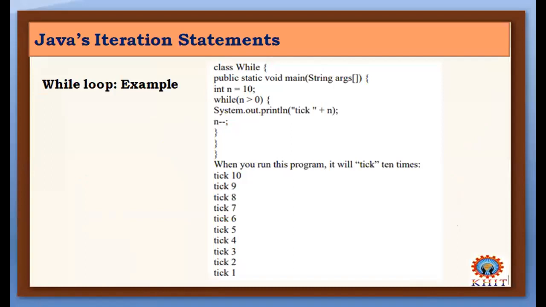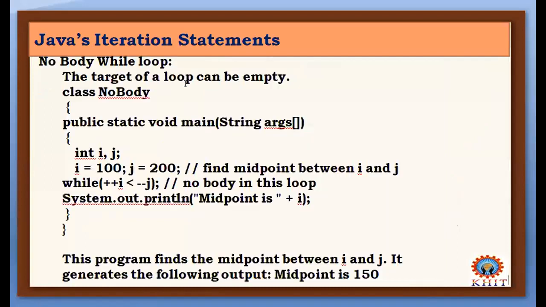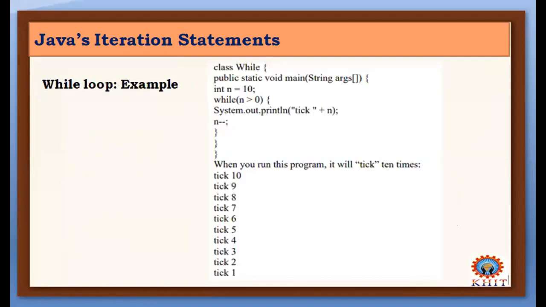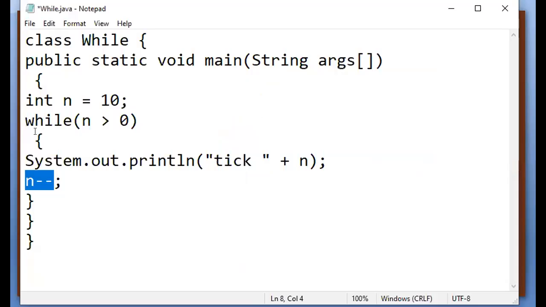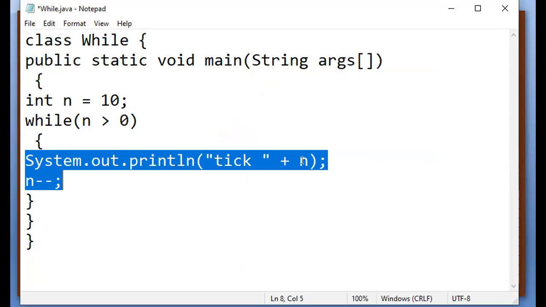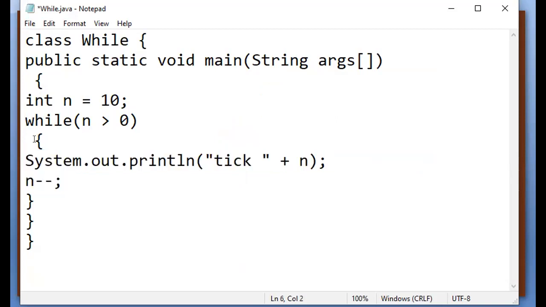Right. Next thing is, see here, this is a somewhat different program. See, in the previous example, the body of the while loop contains two statements. Okay, so these are the two statements in the body of the loop. What if the body of the loop doesn't have any statements? That is my point.